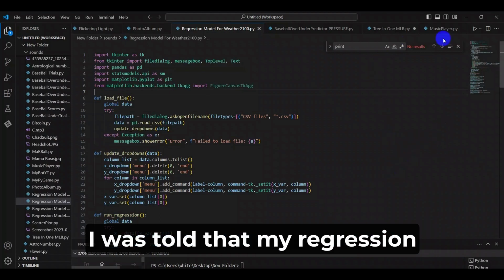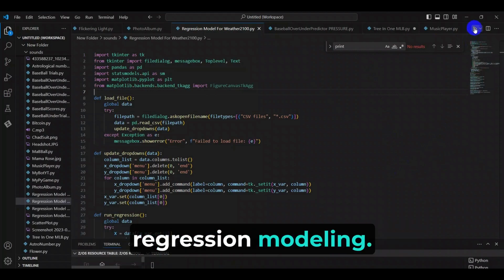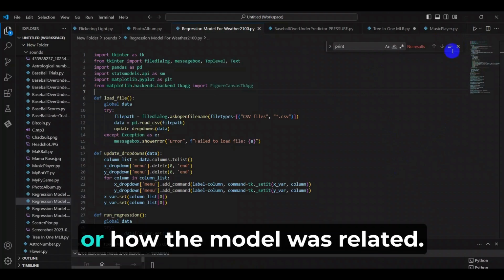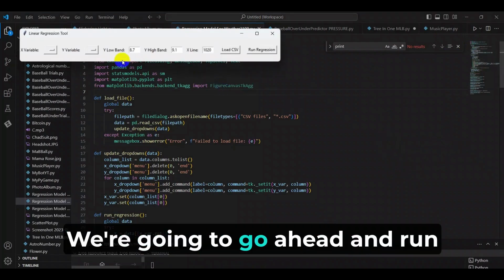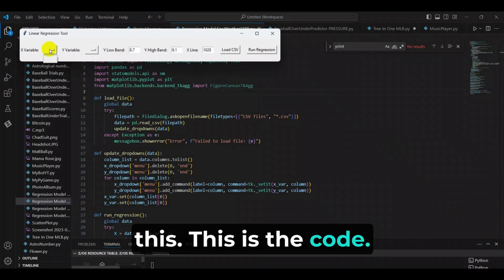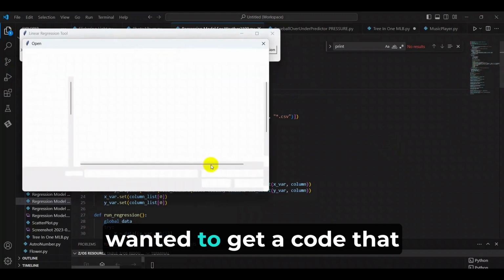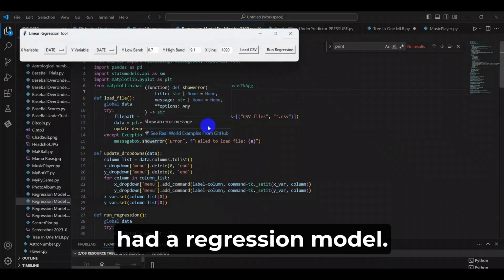I was told that my regression modeling video didn't teach people regression modeling. It didn't show you how to code or how the model was related. So here we go. We're going to go ahead and run this. This is the code. How did I get the code? I typed into ChatGPT that I wanted a code that had a regression model.